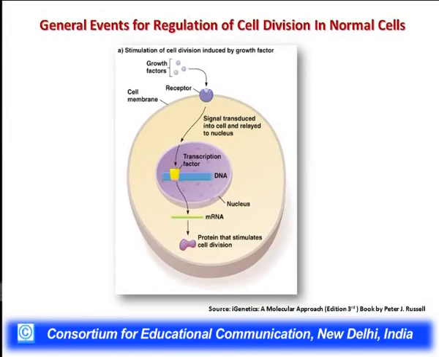So this is basically a relay process through which the signals are transferred. Now, in this relay process, certain transcription factors are activated, which come and bind to the specific part of the DNA or the genes which have to be transcribed and translated. So the transcription factor comes to the DNA and binds over there. Subsequently, the polymerase binds, and the mRNA responsible for producing the protein that stimulates cell division is formed. From this mRNA, the translation occurs and the proteins that stimulate cell division are formed.